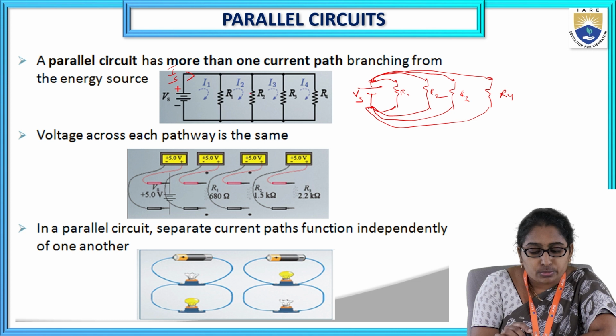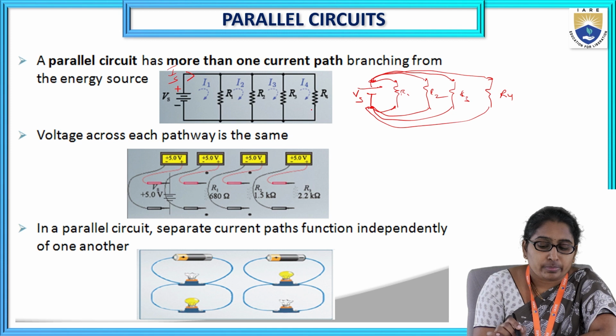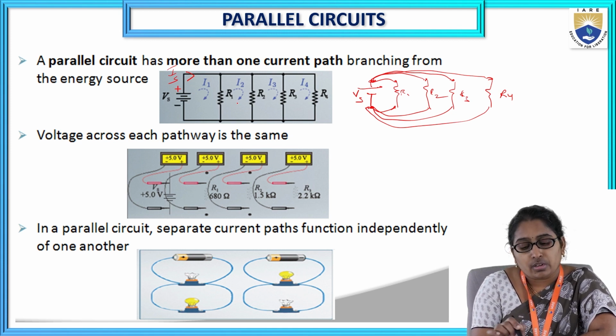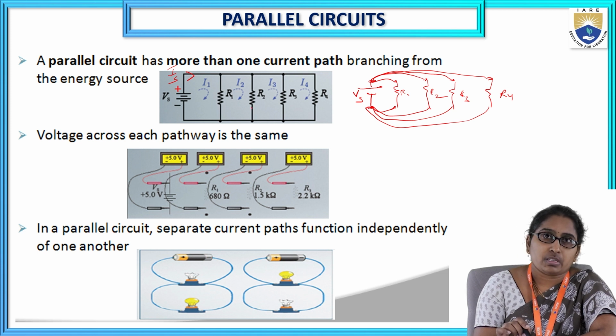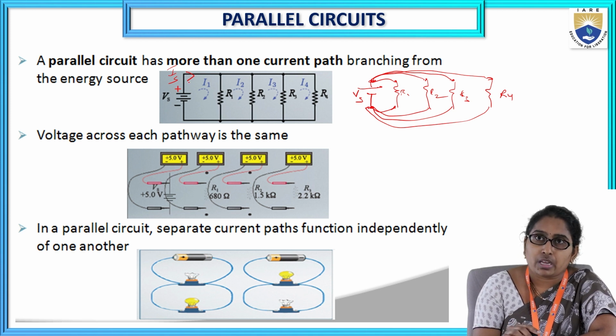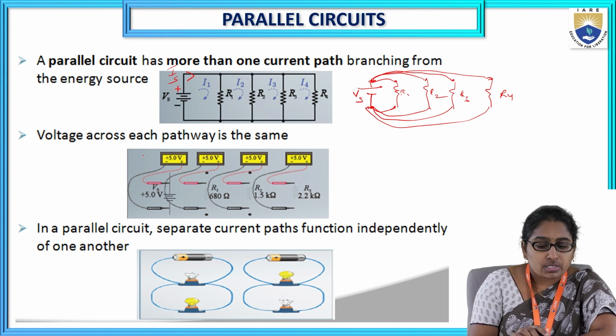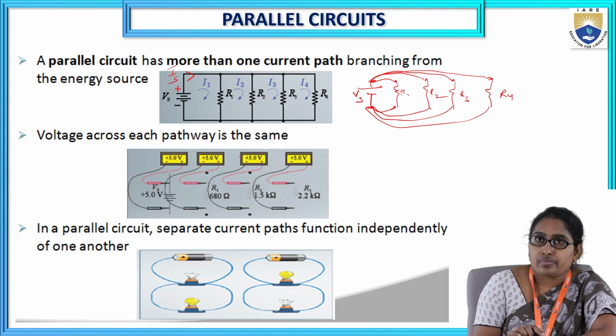Then current I2 flows through the second element R2. Current I3 flows through the element R3. I4 is the current flowing through the element R4. So here the sum of all these currents, I1 plus I2 plus I3 plus I4, is equal to the total current, that is IS. Now the voltage across each pathway is the same.